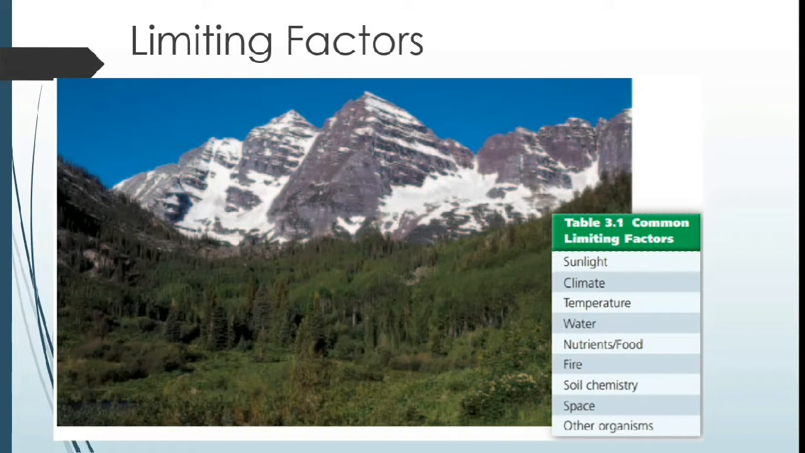The timberline in Figure 3.1 shows the limiting factors that affect the plant life of an ecosystem. As you can see, the factors that will affect the plants in this ecosystem include the amount of sunlight, the climate, the temperature, the water, nutrients and food, if there is a fire, the soil chemistry, the amount of space, and the other organisms that live in this ecosystem.